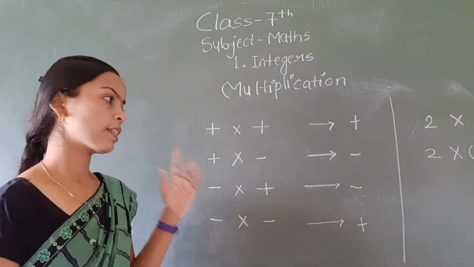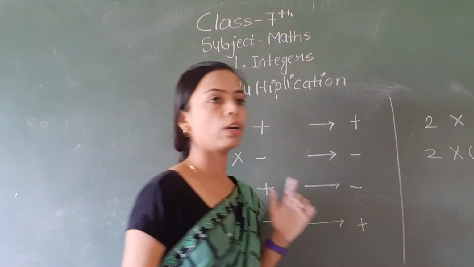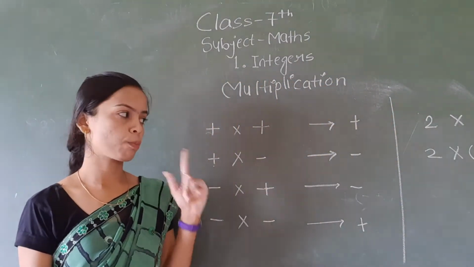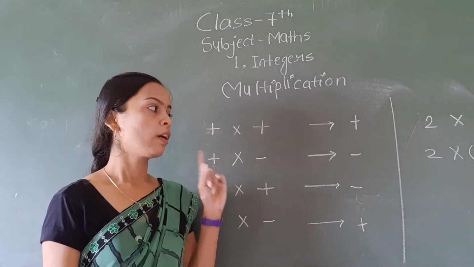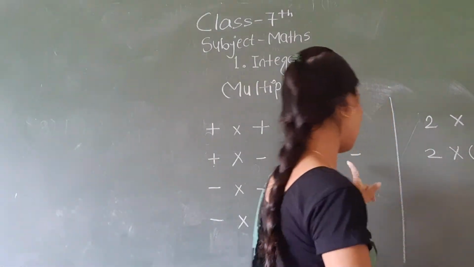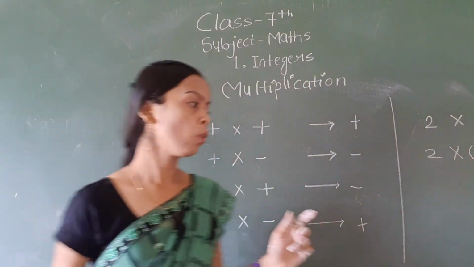Our answer is again 6, because we are only multiplying the numbers. In the multiplication process, we only multiply the numbers but not the symbols. First multiply the numbers, that is 2 into 3, that is 6. But our answer is a negative integer.